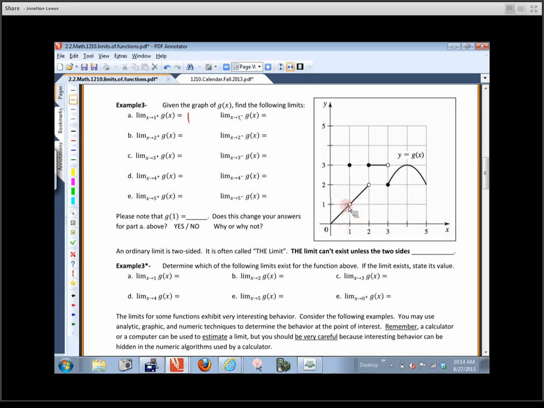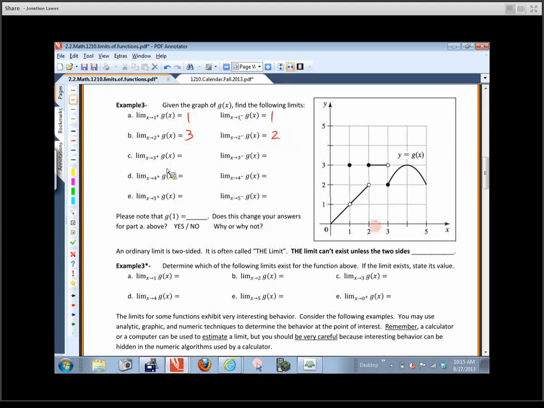Also 1. As we approach 2 from the right, we'd be up on this little horizontal line segment right here. So what do the function values approach as x approaches 2 from the right, from the positive side? They approach 3. And what about from the left? That's going to be a 2.